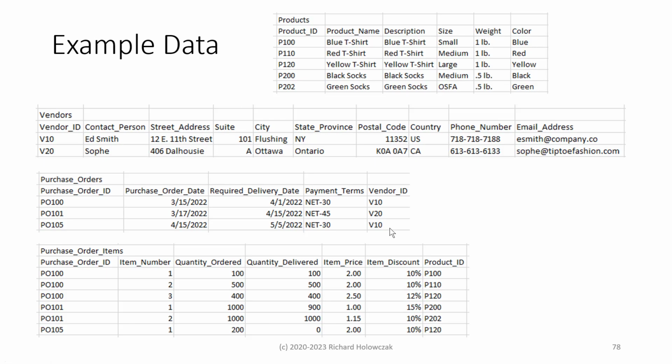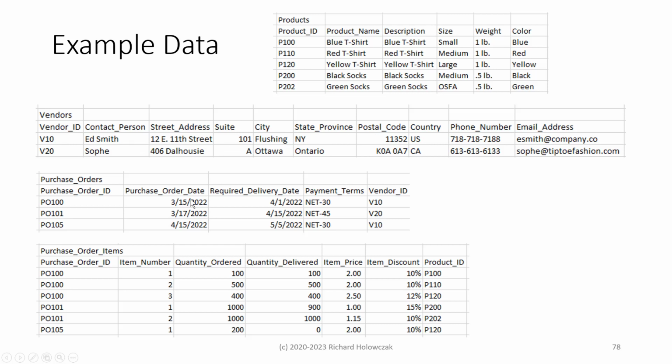Here's some example data to show you how everything would be put together. Here we've got some products, we've got some vendors, and we've got some purchase orders. So who did we submit purchase order 105 to? We follow it back using the vendor ID. That went to vendor 10. Okay, we can see their contact information.